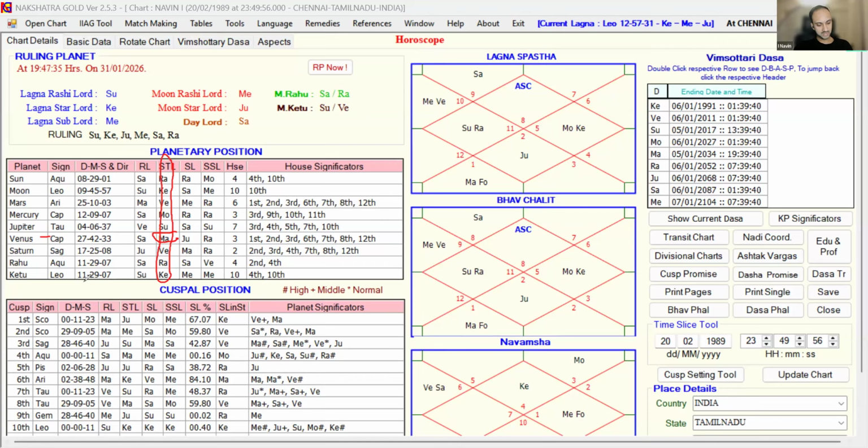Perfect. Now the second house. CSL for the second house is Saturn. Okay. Which is my D significator? Mars again. While I was telling the power of these significators, CSL also holds 50% power. So just note that down. Okay. So D is Mars.